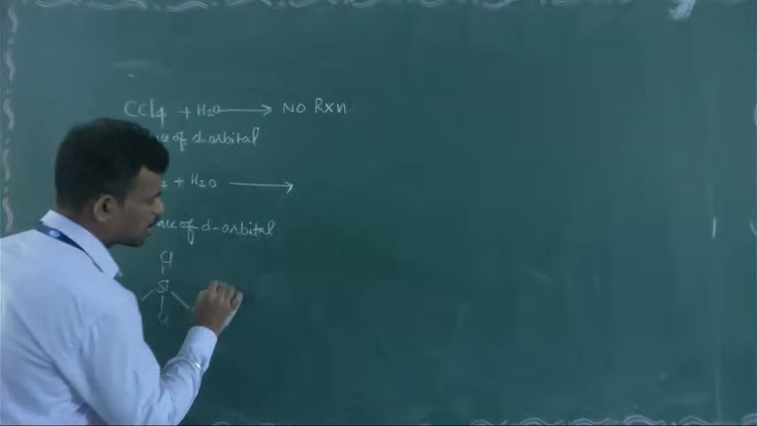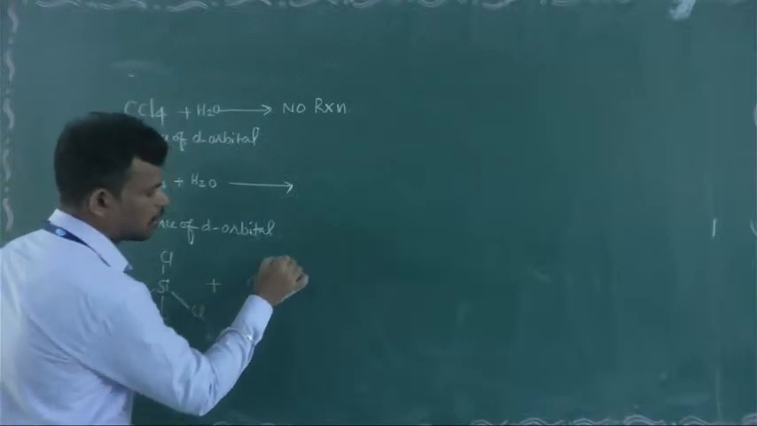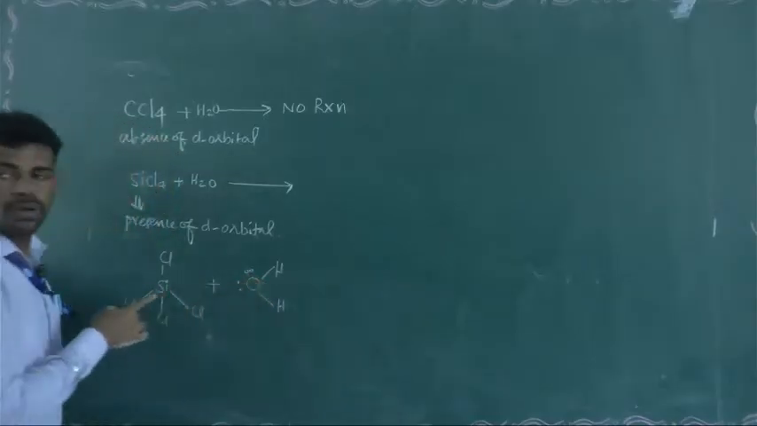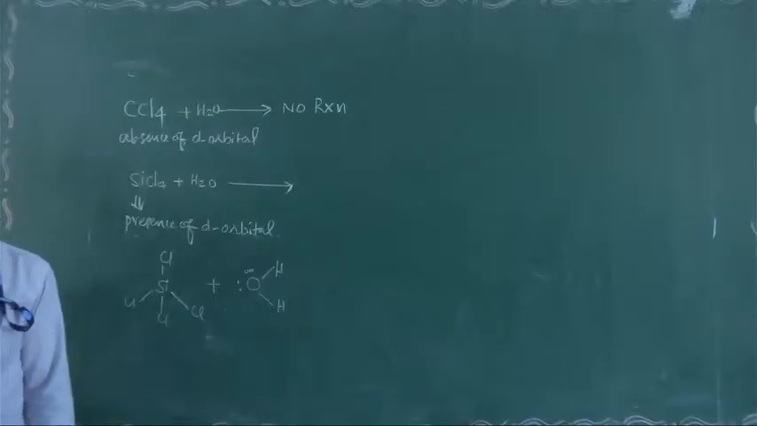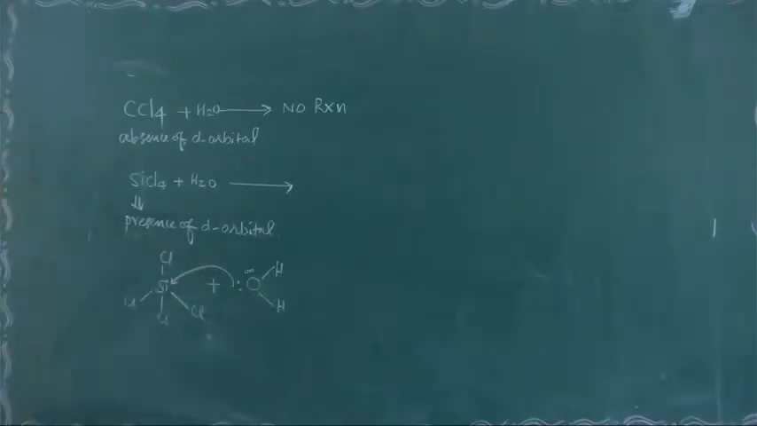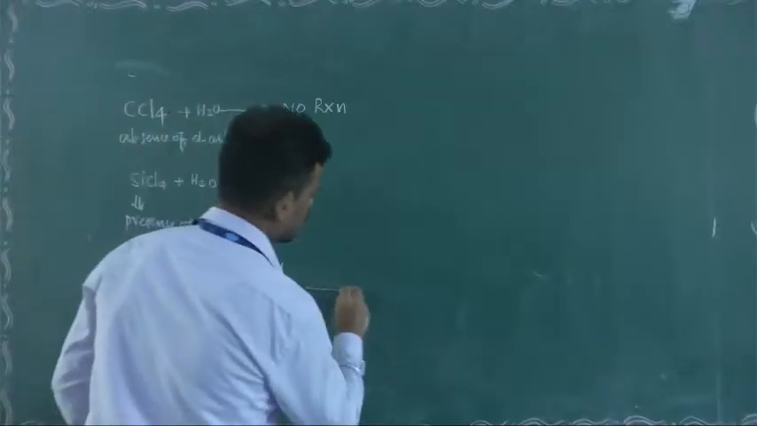Now you listen. Now take a water molecule. How many lone pairs does water have? Two lone pairs. What orbitals are there on silicon? Vacant d orbitals. The vacant d orbital can accept a pair of electrons from oxygen. So what can we do? Is it clear? Next, what have they given?